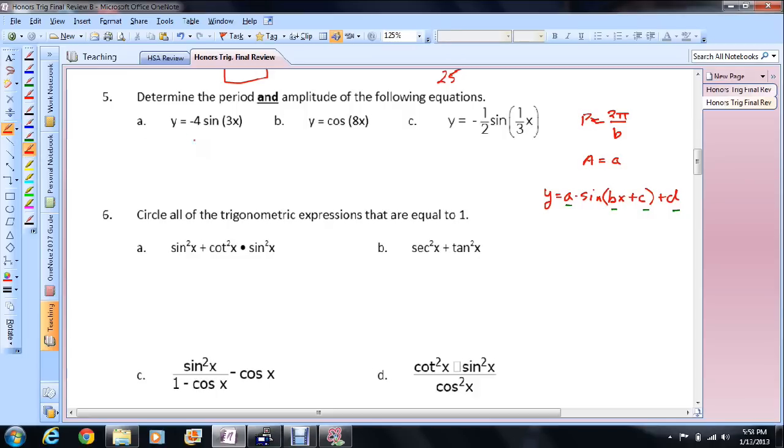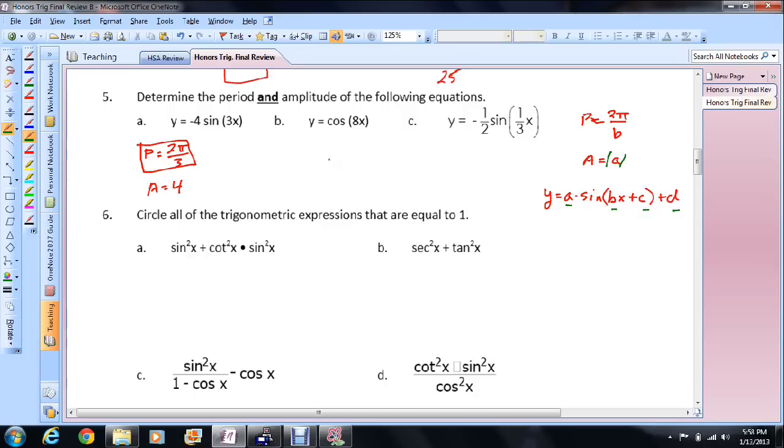For part A, it says -4 sine of 3x. So the period, how long until it repeats, is just 2 pi divided by 3. And that's it. We can't do any simplifying with that. So that's our final answer for the period. Now the amplitude is +4. So yeah, it's just the a value up front, but I want to stress here that it's the absolute value of that number out front.